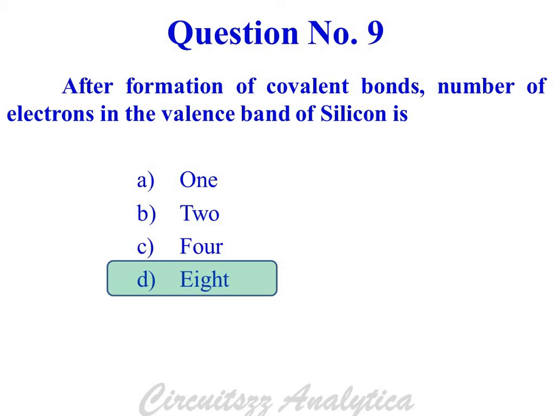Each silicon atom forms covalent bonds which involves 2 electrons with 4 neighboring silicon atoms. So, total number of electrons in the valence band of a silicon atom becomes 8, 4 from its own valence shell and 4 electrons from 4 neighboring silicon atoms. So total number of electrons in the valence band of a silicon atom after formation of covalent bonds is 8.